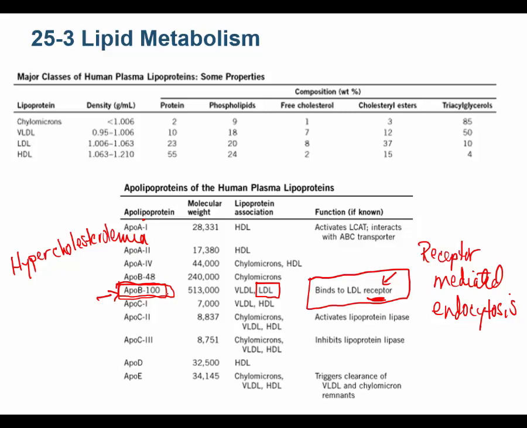So these two proteins are important, and I can get familial hypercholesterolemia, meaning it's genetic, if I have a problem with my ApoB100 protein or my LDL receptor. All right.